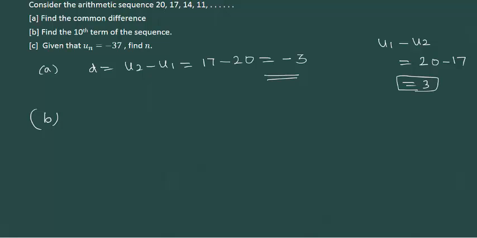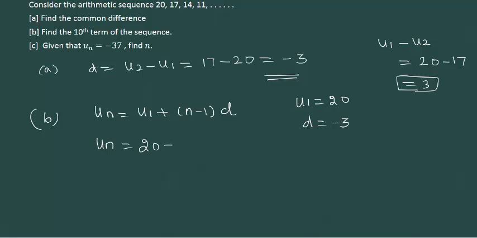To find the 10th term, here there are 4 terms given. To get the 10th term, you can keep subtracting, or you can find the nth term formula and just substitute 10 to find the 10th term. So let's use the formula method. un is u1 plus (n minus 1) times d. This sequence has u1 is 20 and common difference is minus 3. So un is 20 plus (n minus 1) times minus 3.